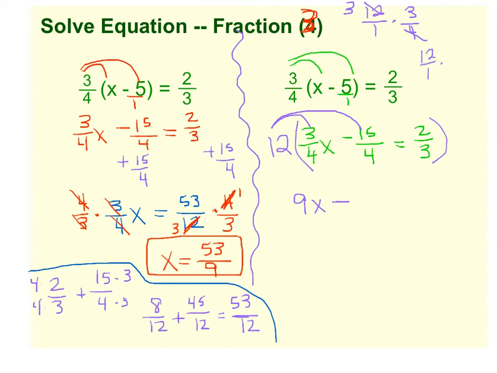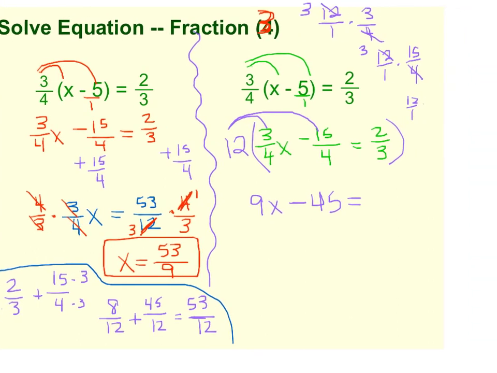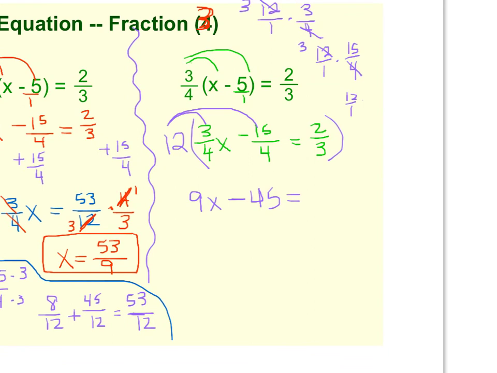12/1 times 15/4. Again, 4 fits into 12 3 times. 3 times 15 is 45. Equals, and I'm running out of room, we have to do 12/1 times 2/3. And 3 fits into 12 4 times. You're left with 4 times 2, so we get 8.